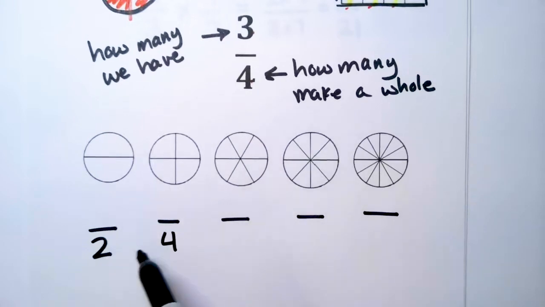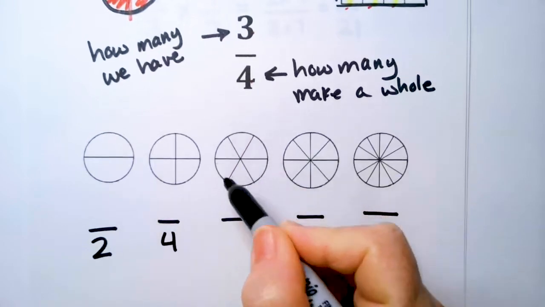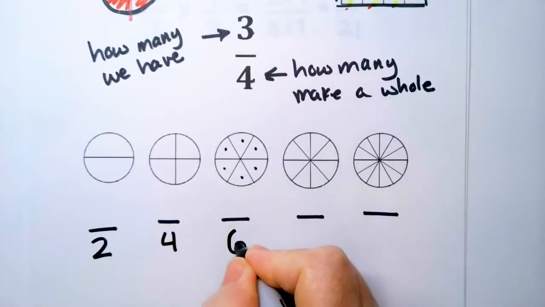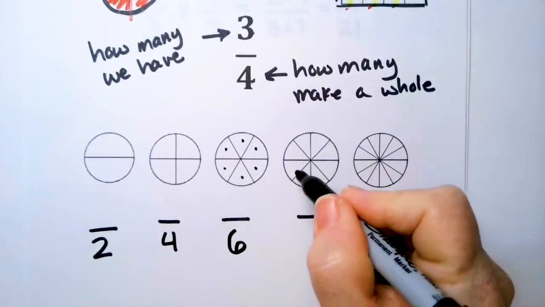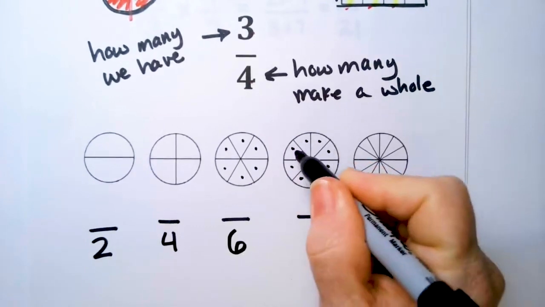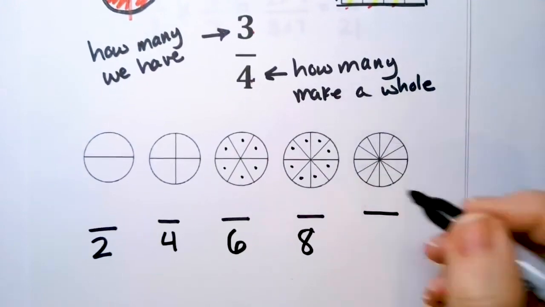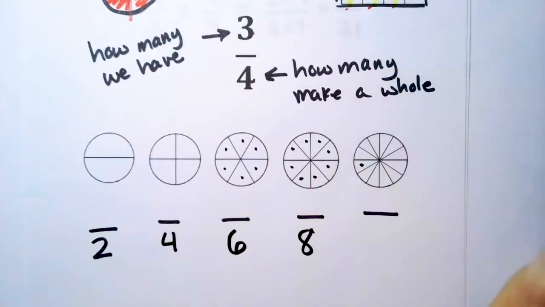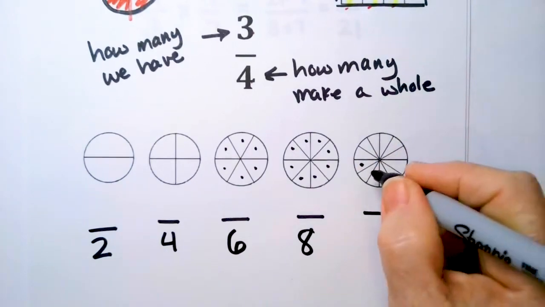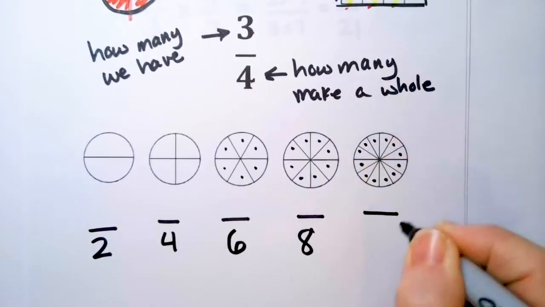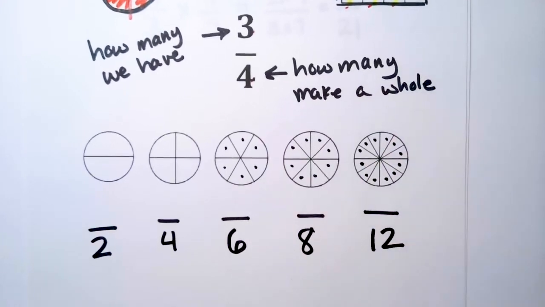Okay, we're doing the denominators of each one of these. So how about this one? 1, 2, 3, 4, 5, 6. So that is 6 parts. How about this one? 1, 2, 3, 4, 5, 6, 7, 8. So there are 8 parts in this one. Okay, sometimes when there's a lot of them, it can be hard to count. So if you just put a dot on the first one and then you go all the way around, that can help. This one has 1, 2, 3, 4, 5, 6, 7, 8, 9, 10, 11, 12. This pizza has been cut into 12. All right. How hungry are you feeling?